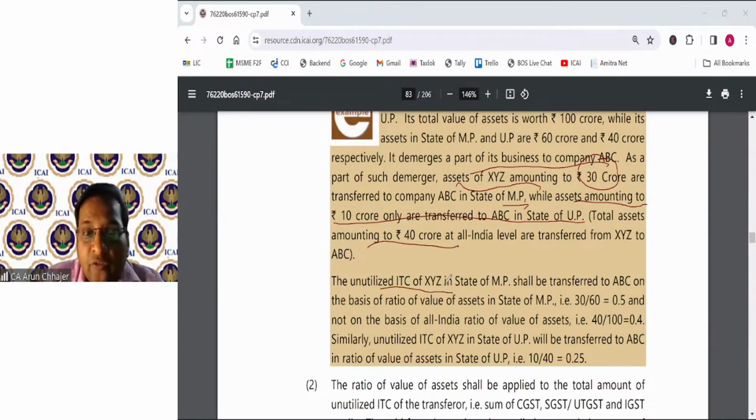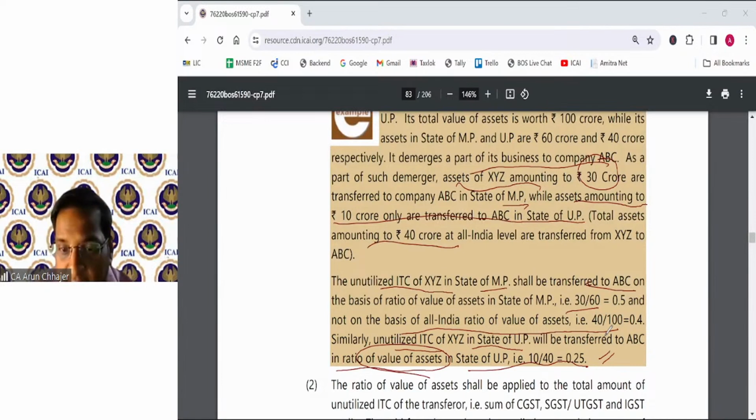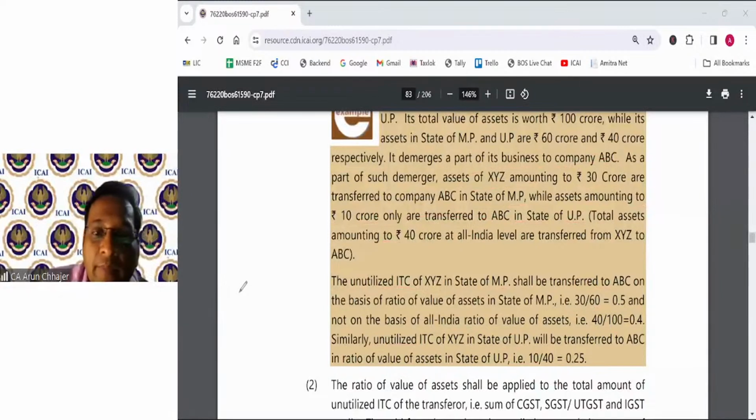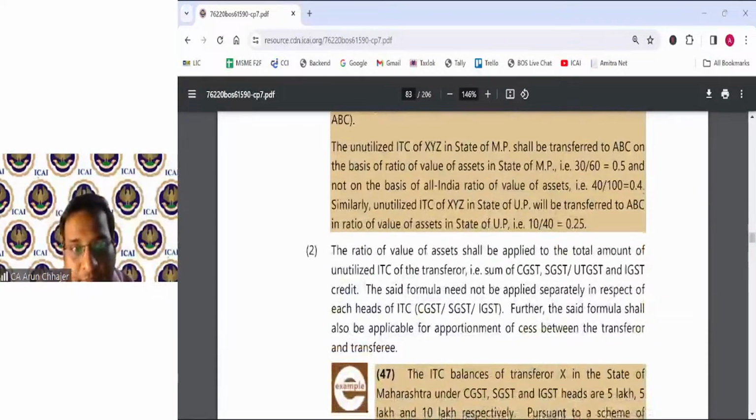So unutilized ITC of XYZ in the state of MP shall be transferred to ABC in the ratio of 30/60, not on the basis of all India ratio. Similarly, unutilized ITC of XYZ in the state of UP will be transferred to ABC in the ratio of the value of the asset in the state of UP, 10/40, which is equal to 0.25. Okay. So that will be the ratio, and this ratio will be applied for the transfer of ITC. We need to calculate the proportionate amount.